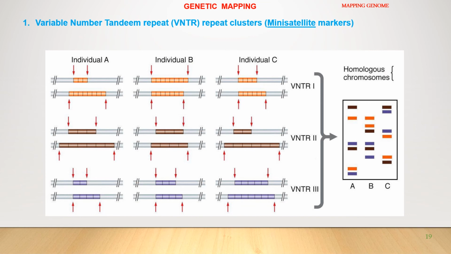The figure here shows the VNTR profile of three individuals using three different VNTR or mini satellite markers. One can notice the polymorphism seen in the three individuals using the mini satellite marker.